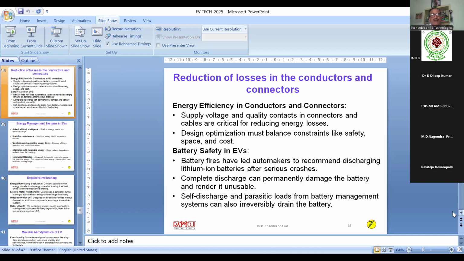Battery fires have led automakers to recommend discharging the lithium batteries after serious crashes. Completely discharging can permanently damage the battery and render it unsuitable.